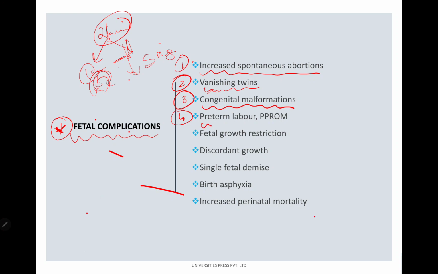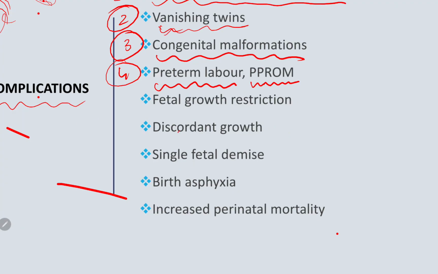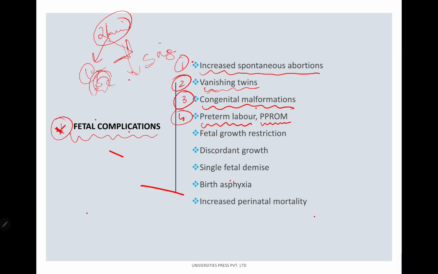The fourth complication is preterm labor and preterm premature rupture of membrane. Very important, preterm labor and preterm premature rupture of membrane. The fifth complication is FGR, as IUGR is replaced by this term FGR. So that is fetal growth restriction.